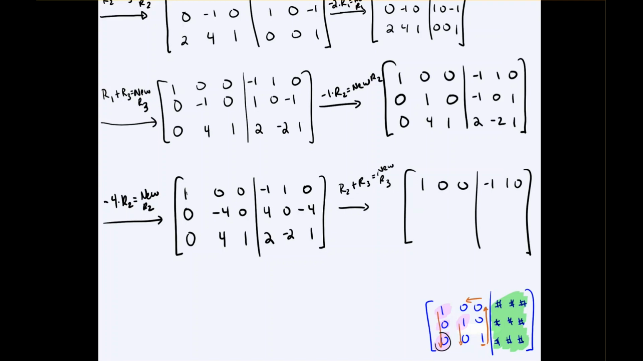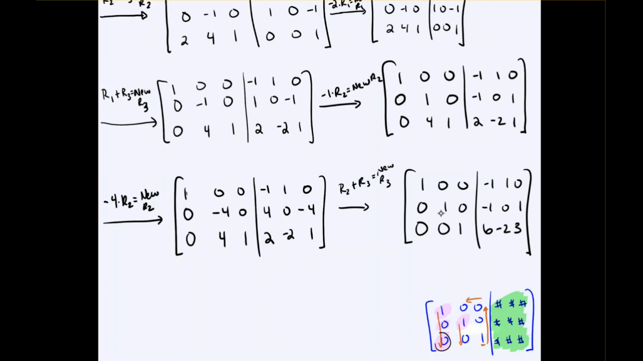Zero plus 0 is 0. Negative 4 plus positive 4 is 0. 0 plus 1 is 1. Positive 4 plus 2 is 6. 0 plus negative 2 is negative 2. Negative 4 plus 1 is 3. And then remember, we only changed row 2 to add, which we've already done, so let's go back to our original row 2. 0, 1, 0, negative 1, 0, 1.